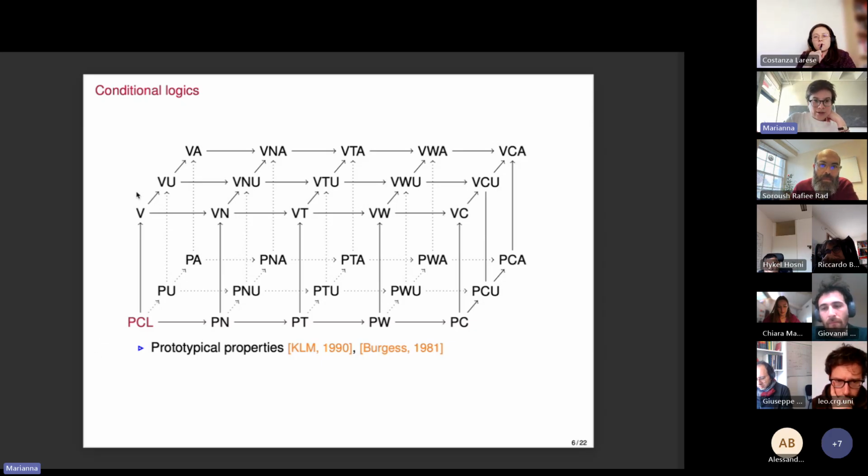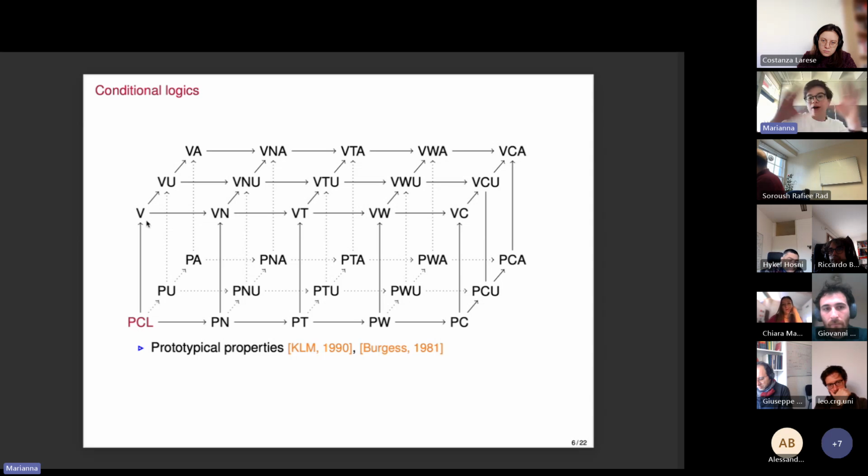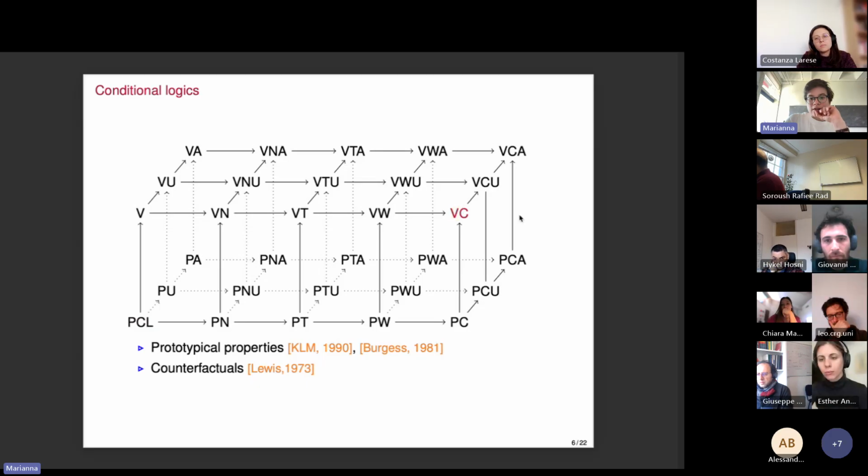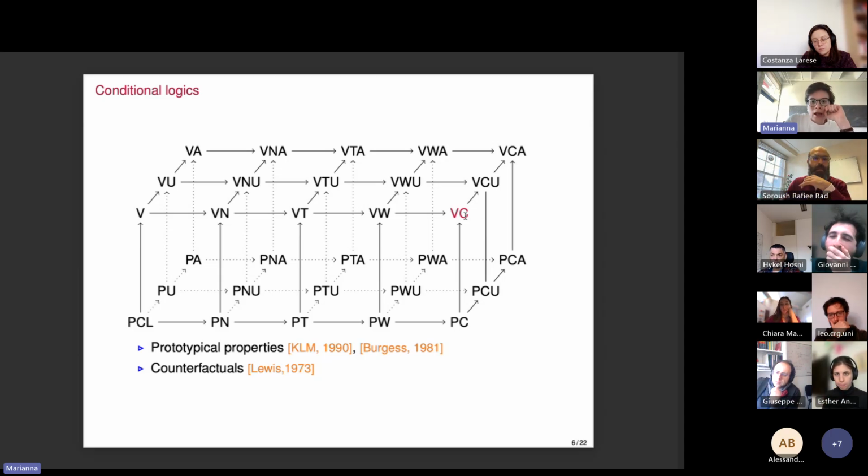Specifically, all the logics starting from V and then going up, in the upper part of the cube, are Lewis's logics, the logics introduced by David Lewis. V is the basic system, and then you have extensions. Specifically, VC here is the logic that Lewis recommended to express counterfactual statements.